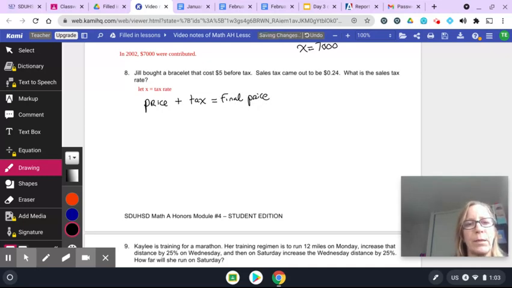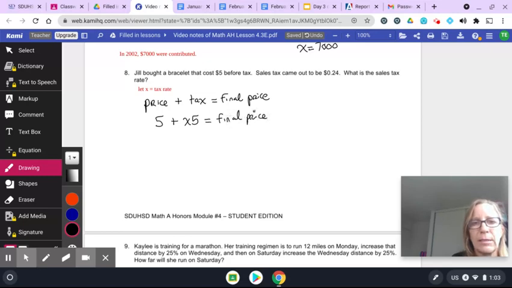Okay, Jill bought a bracelet that cost $5 before tax, and she looked at the bracelet, the price tag said $5. But there's tax. Tax is a percent of the $5. That's where we got to the final price. Now we know that just the tax, this part right here, came out to 24 cents. So 5x is equal to 24 cents.